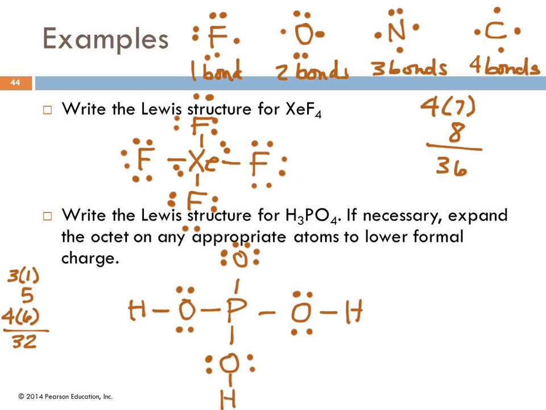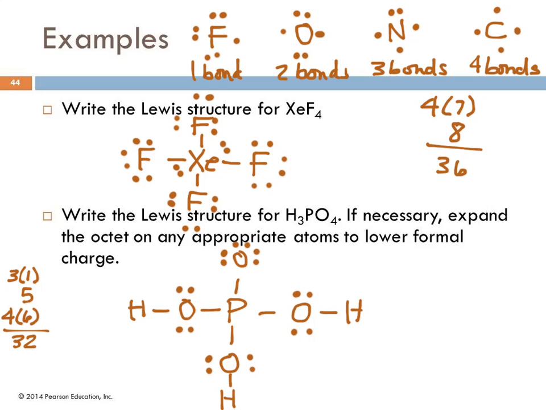Good. But we know about formal charges. Let's check the formal charges. Is phosphorus large enough that it could do an expanded octet? What period is it in? It's in period 3. Phosphorus sometimes does an expanded octet, so we need to look at it and see what's going on here.